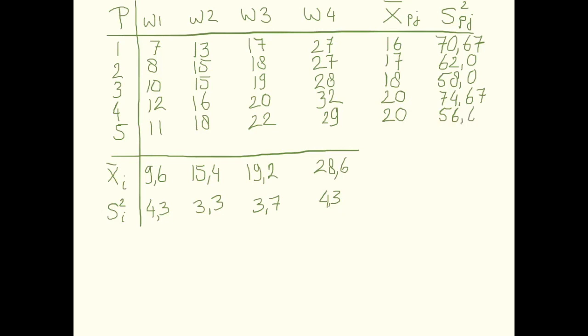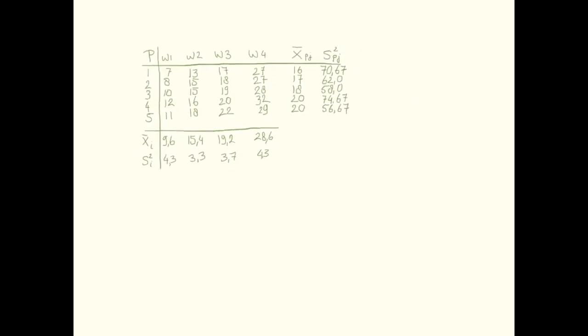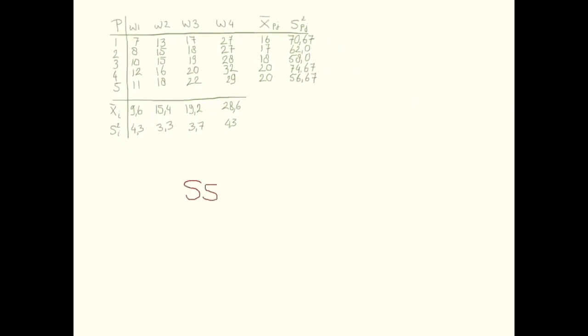Now we will start by calculating the sum of squares within. And this is the sum of squares between the measurement moments of the same person. So the formula for this is the sum of the variance for person J times n minus 1. In this case, n is the number of observations or measurements. And let me put this aside for a moment.